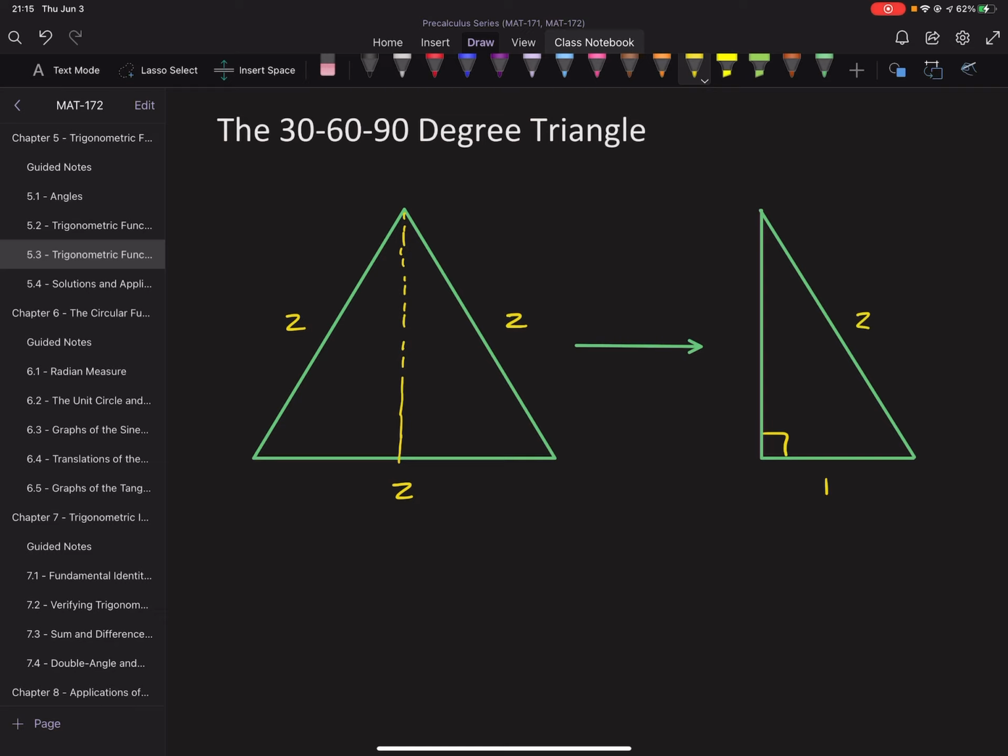And using the Pythagorean theorem, we can determine that the unknown side length is going to be 2 squared minus 1 squared, or the square root of 3.